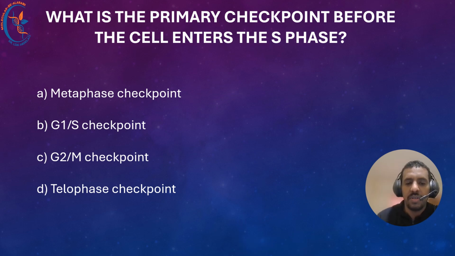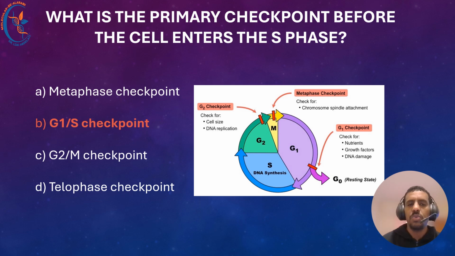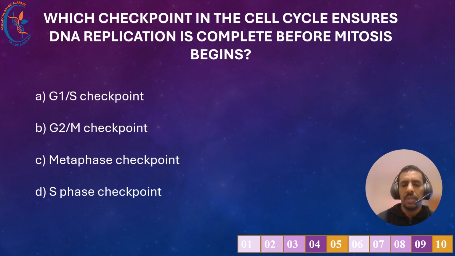All right, let's move on. Actually, the G1/S checkpoint ensures that the cell is ready for DNA replication by checking for DNA damage and ensuring sufficient resources for division. All right, so the correct answer is G1/S checkpoint. So let's move to the next question. The question is, which checkpoint in the cell cycle ensures the DNA replication is completed before mitosis begins?